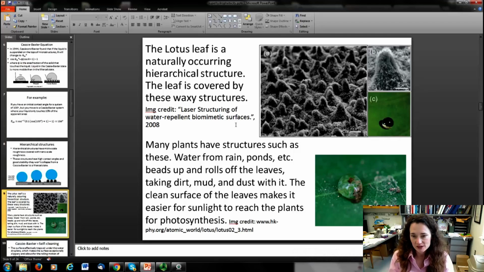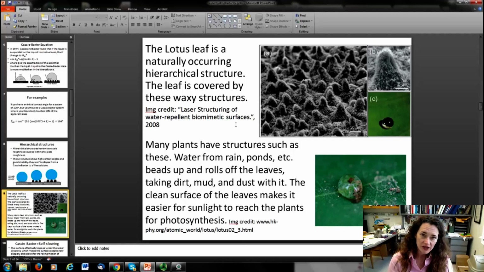Now, many plants have structures such as these. And then what happens is water, when it falls in the form of rain or when it splashes up from the pond or river that it's in or whatever, it beads up on the surface. And when that happens, any dirt or mud or grit or whatever that happens to be on the top of the leaf actually gets picked up and carried with the water as the water rolls across the surface. So it cleans the surface of the plant.